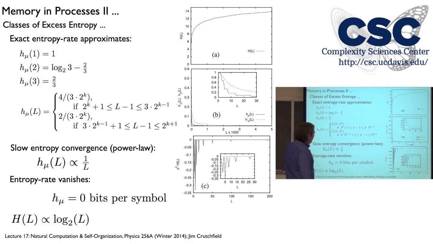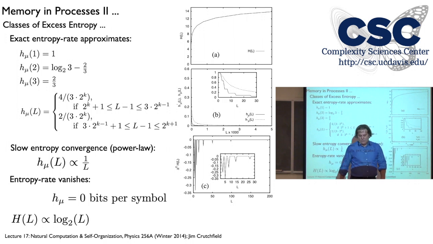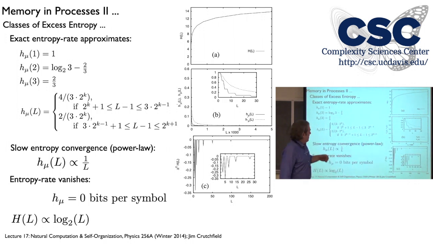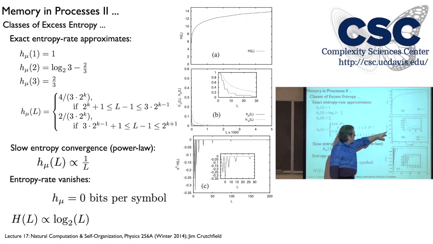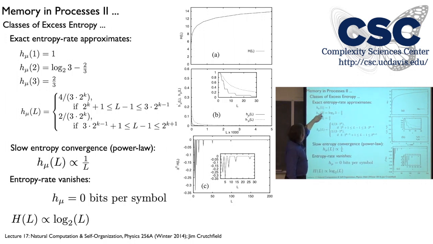It's a little hard to tell from the block entropy curve or the entropy convergence curve what E is doing, but in this case it turns out that you can actually solve in closed form for the entropy rate approximates h mu of L. So here's the result of that. Not very suggestive when you first start out, but let's look at the general form here. Basically it goes like 4 over L or 2 over L.